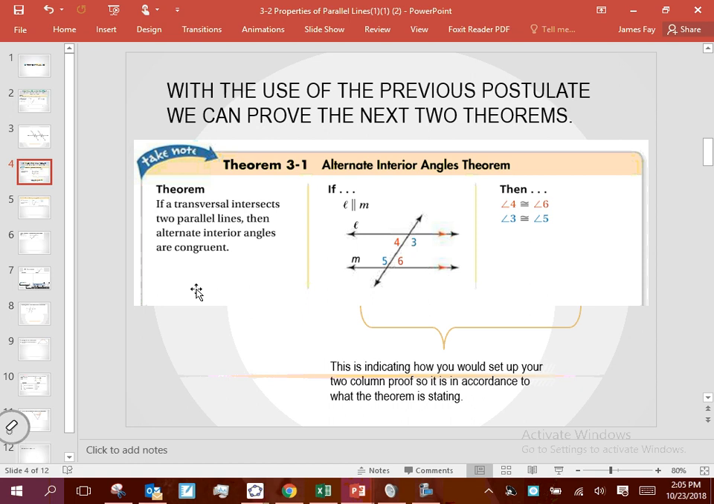Same side supplementary. But everything else, alternate exterior, alternate interior, corresponding, they develop congruencies. This one says if a transversal intersects or cuts 2 parallel lines, then alternate interior angles are congruent. So 4 should be congruent to 6, and 5 should be congruent to 3.